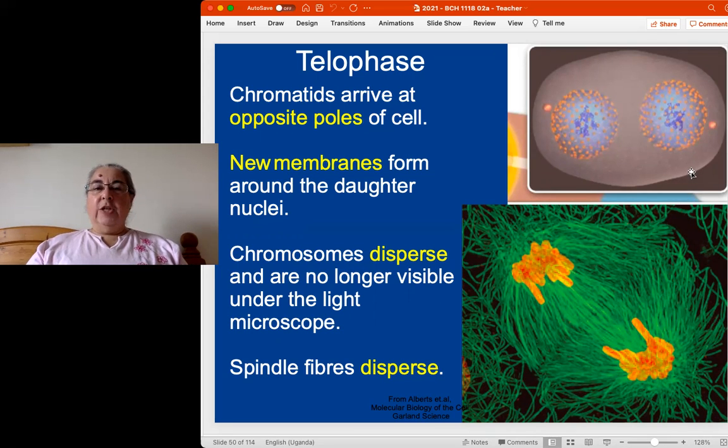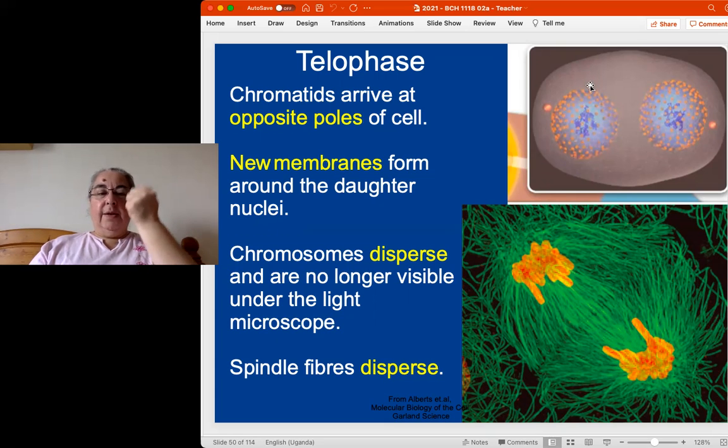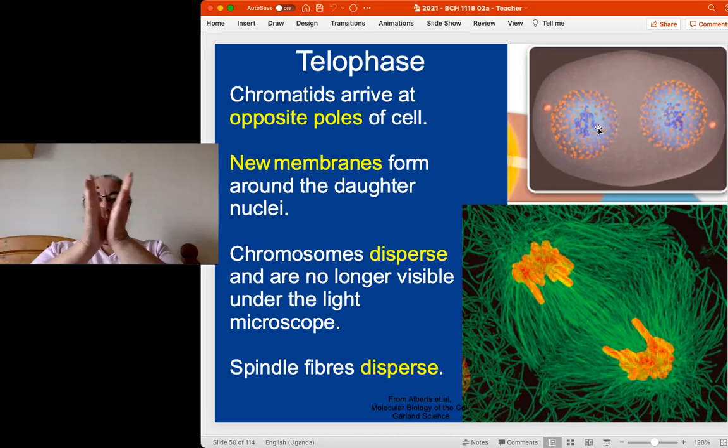So at this stage, the two sets of chromosomes become new nuclei. The nuclear membrane forms or reforms around each of the daughter nuclei. And because the membrane was already there in the cell, complete with all the nuclear pores and other proteins that are part of that membrane, this can happen very quickly. The little vesicles of membrane can just join together and open out to become new membrane.